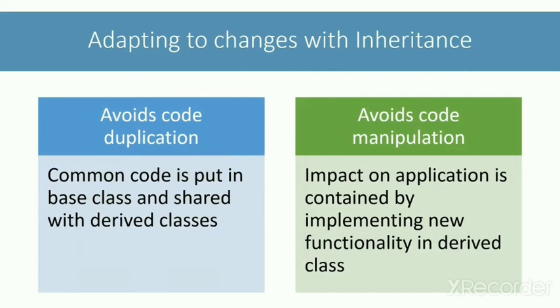Inheritance helps in adapting to changes in software. It helps in avoiding code duplication, as the common code can be put in a base class and shared with the derived classes. It also reduces the need for code manipulation. To implement a new functionality, we can always create a new derived class rather than modifying the code of the base class, which may impact the entire application. We will look into these concepts in detail when we cover them in the Java section.